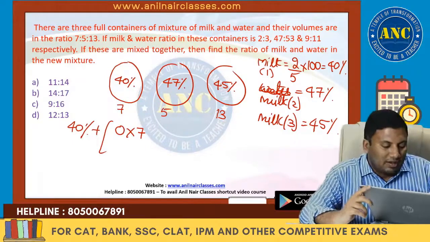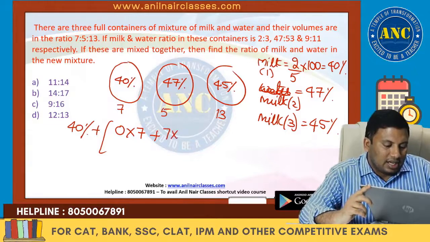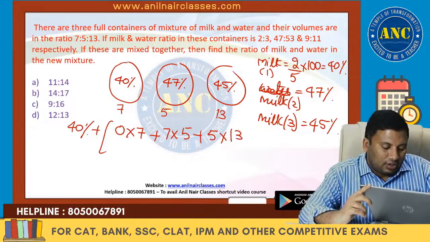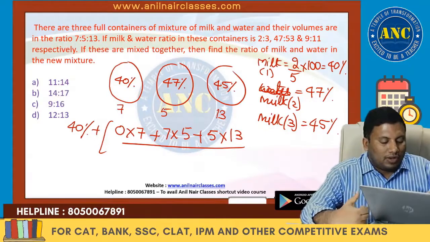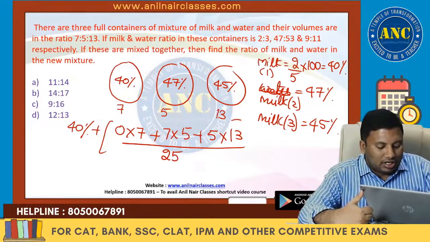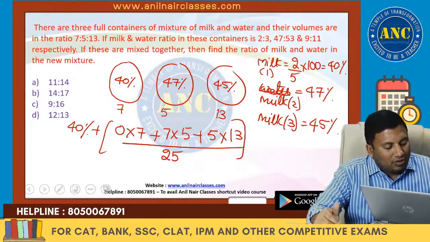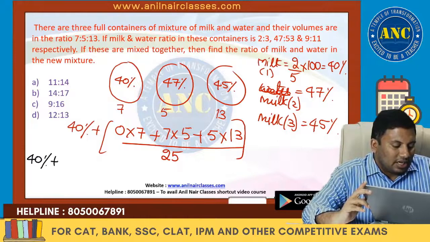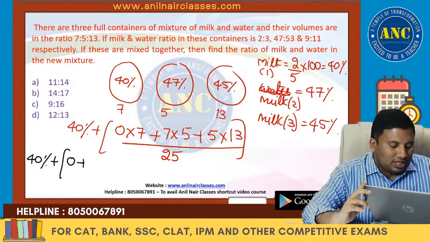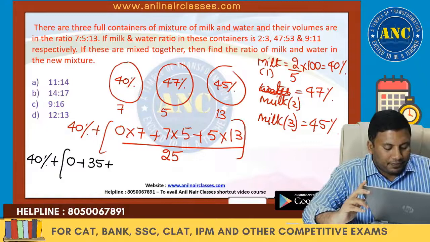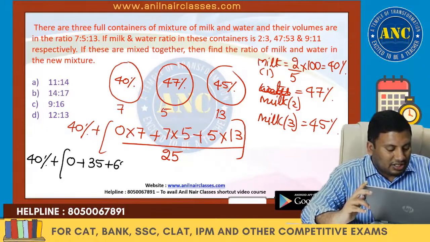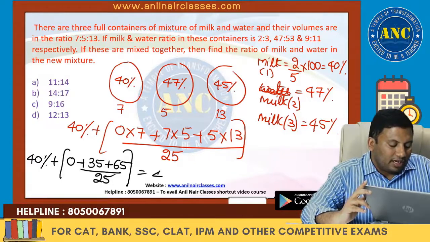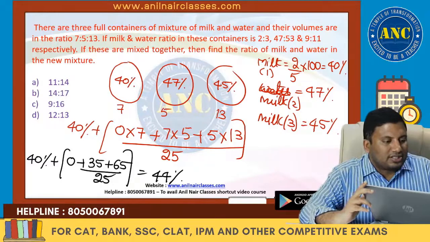Are you all with me? 47, 40, it is 7 into 5. 45, 40, it is 5 into 13 divided by 7 plus 5 plus 13, it is total 25. Average is always greater than the lowest value. So it is 40% plus 0, plus 7 5s are 35, 13 5s are 65, divided by 25. 100 divided by 25, which is 4. So 44%.